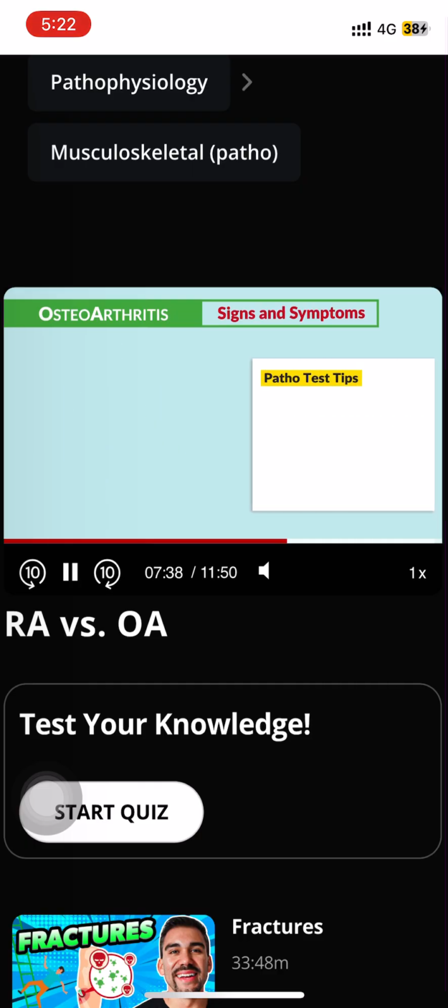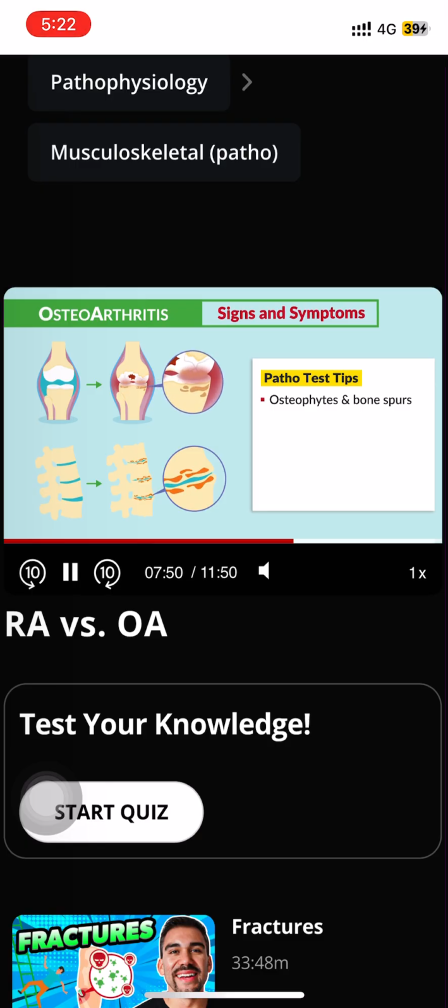Now for some patho test tips specifically for osteoarthritis. A big key term to write down is osteophytes, or bone spurs, described as bony lumps that grow on the spine and around the joints. Osteophytes can grow from any bone in the body, but they're mostly found on the neck and shoulder.